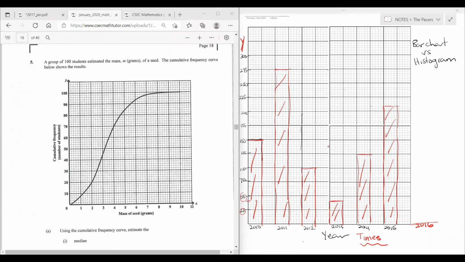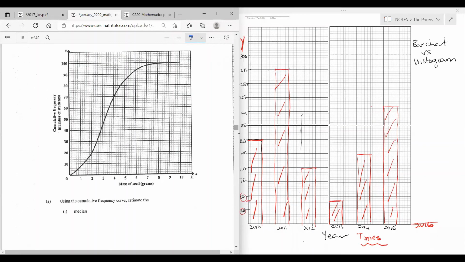Now we are moving on to January 2020. Another statistic question. A group of 100 students, pay attention, they did tell us 100 students. A group of 100 students estimated the mass of a seed. The cumulative frequency curve below shows the results. So the mass in grams, aka the weight of a seed, right? So we have, remember, cumulative frequency. When you're plotting cumulative frequency, we plot the grams against the cumulative frequency, not the frequency, right?